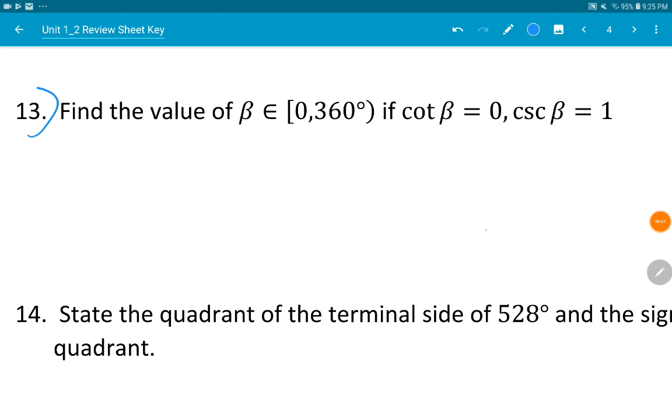Okay, let's do number 13 from the Unit 1-2 review sheet for the Unit 1-2 test. And we're going to find the value of beta in 0 to 360. This bracket means it includes 0, and this one means it doesn't include 360, which means if we land right on this angle that starts at 0 and ends at 360, we would use the 0 and not the 360.